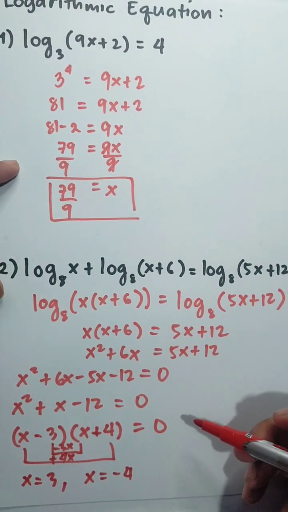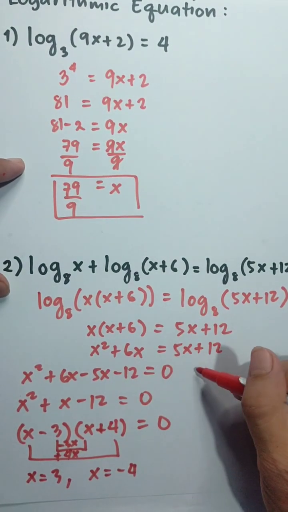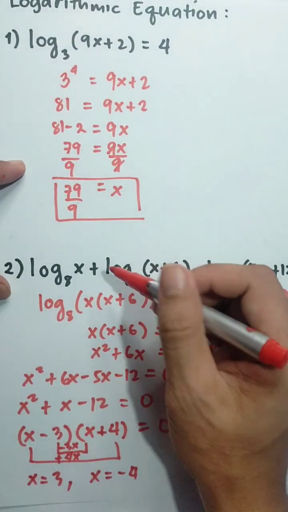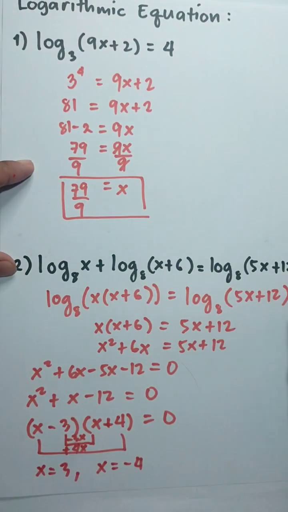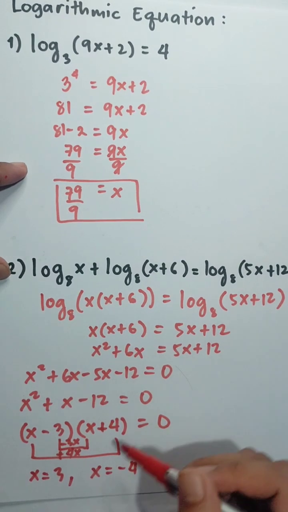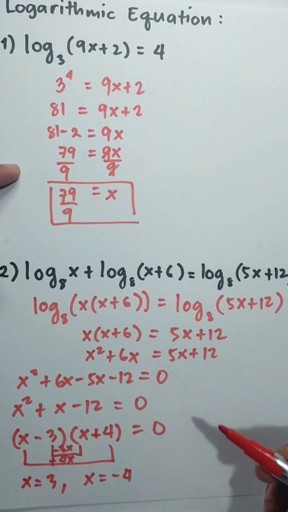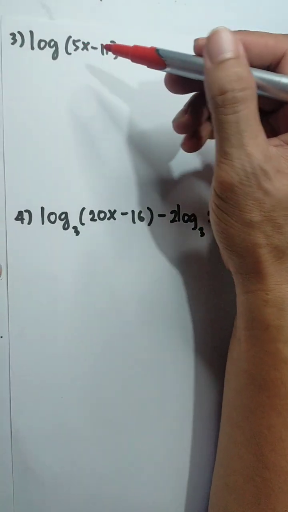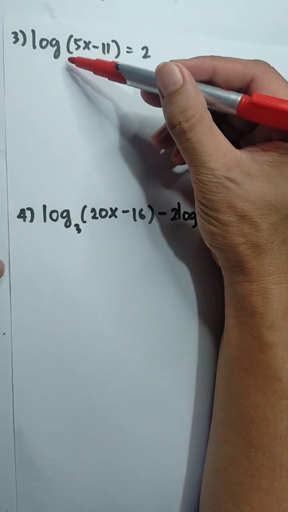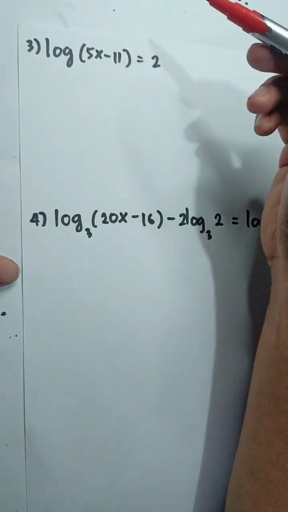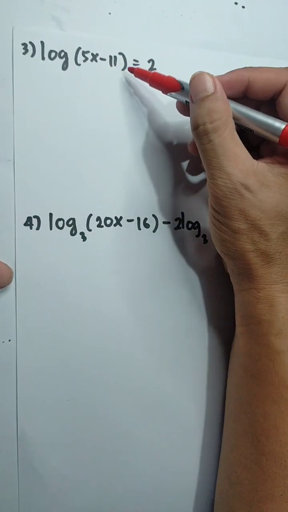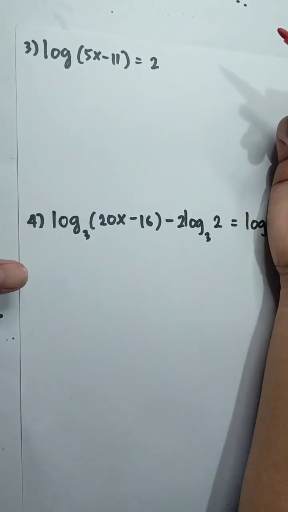We can also check the value of our x by using the original equation, but so far these are the possible values of x. Now for the next one, we have log. If you don't see a base here, that means it's 10. So the argument is 5x minus 11 equals 2.